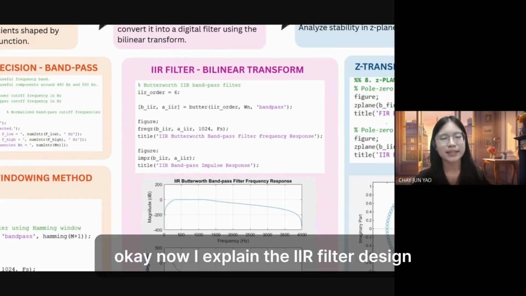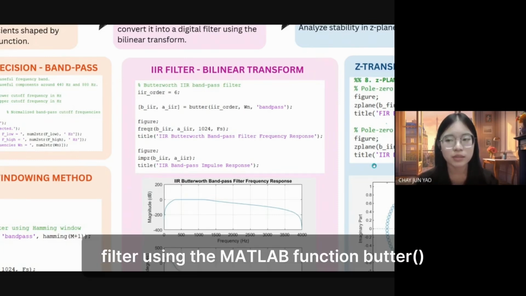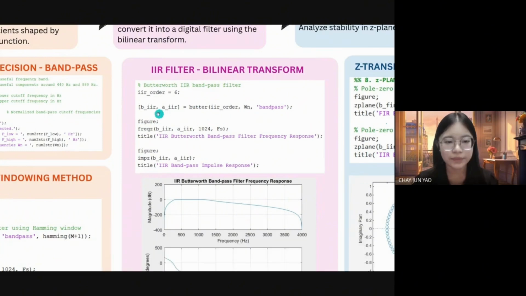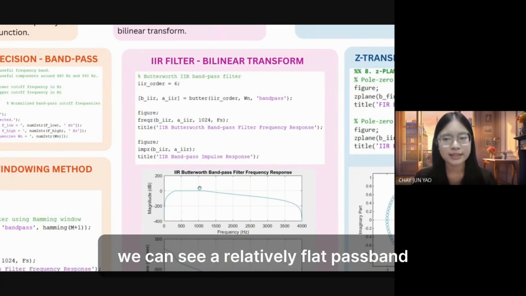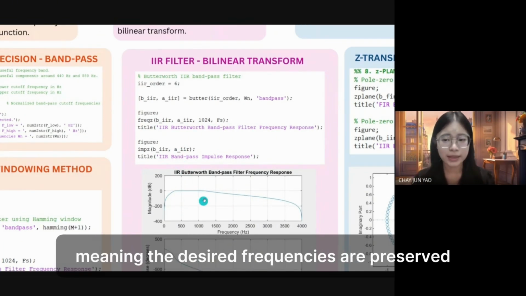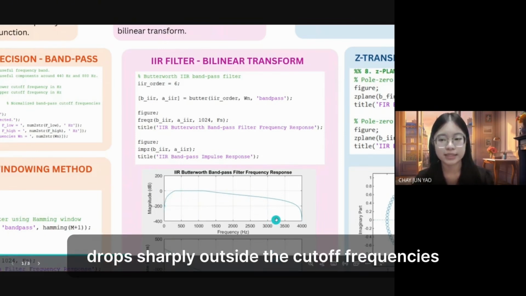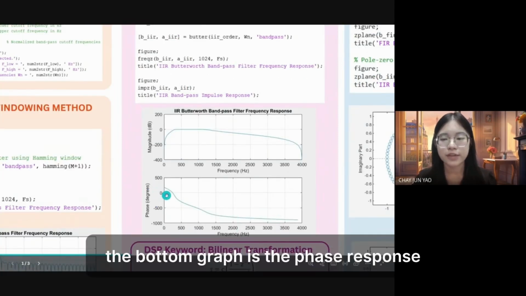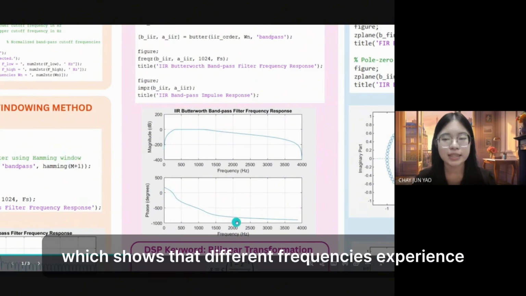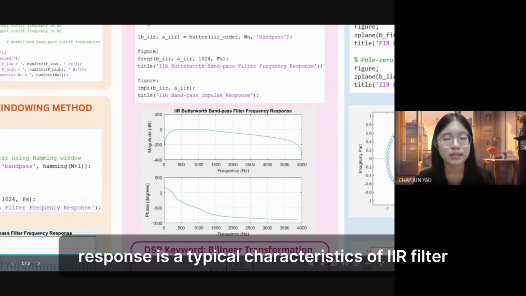Okay, now I explain the IIR filter design. First, we design a 6th-order Butterworth bandpass filter using the MATLAB function butter. Next, we use the freqz function to plot the frequency response. The top graph is the magnitude response. You can see a relatively flat passband, meaning the desired frequencies are preserved while the response drops sharply outside the cutoff frequencies, effectively attenuating unwanted noise. The bottom graph is the phase response, which shows that different frequencies experience different phase shifts. This non-linear phase response is a typical characteristic of an IIR filter.